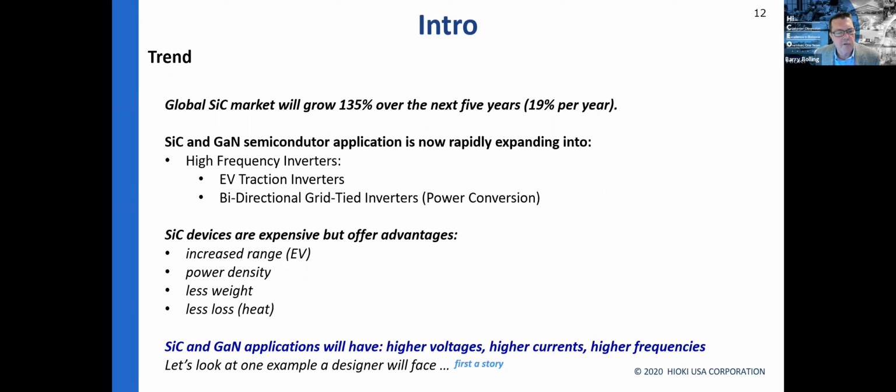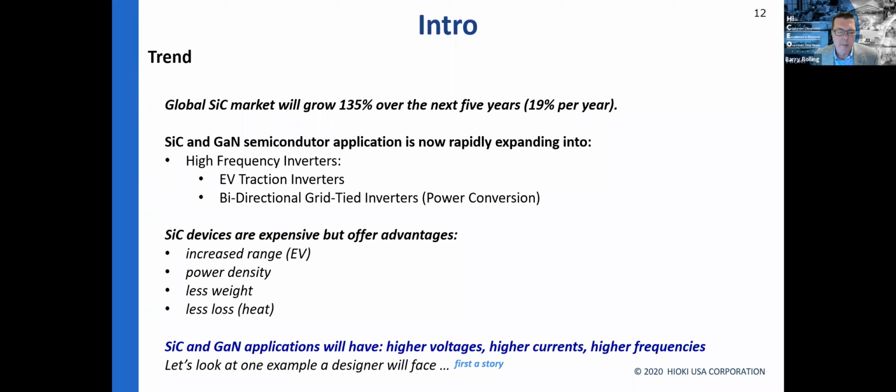SiC devices are expensive, but offer obvious advantages. In the case of an EV, increased range, power density as the components get smaller, less weight, and less loss heat. That's the efficiency equation there. And the SiC and GaN applications will have higher voltages, higher currents, and higher frequencies. Those three things alone will present challenges to properly measuring the input power, the output power, and all the parameters that you might associate with an inverter. Certainly the output is challenging to measure, and we'll focus on that today.